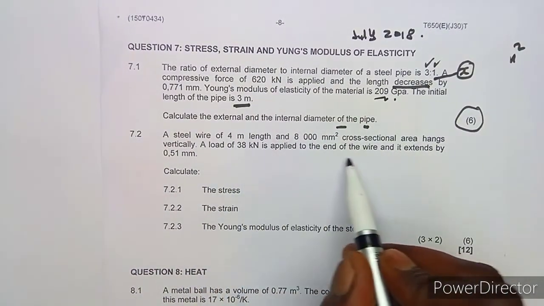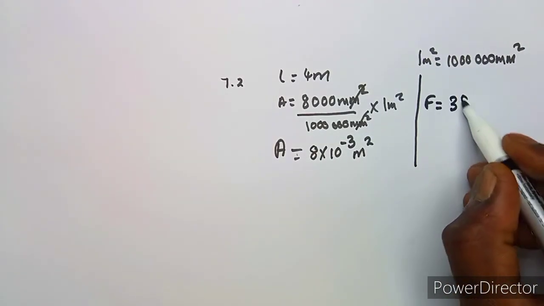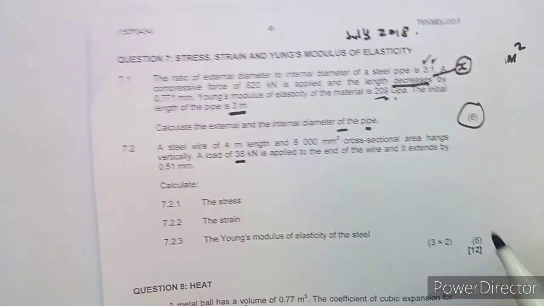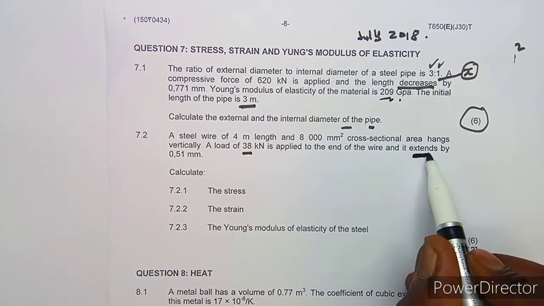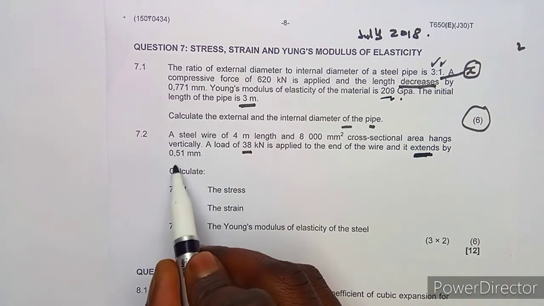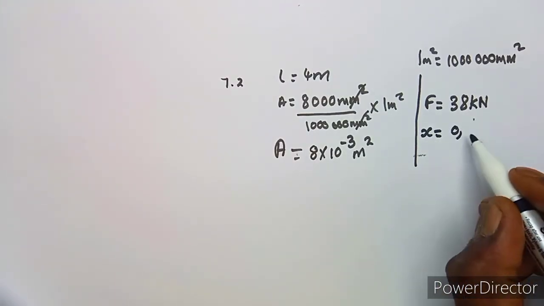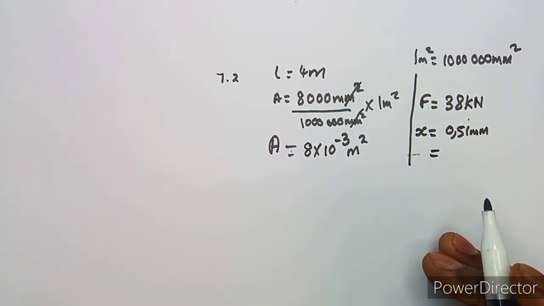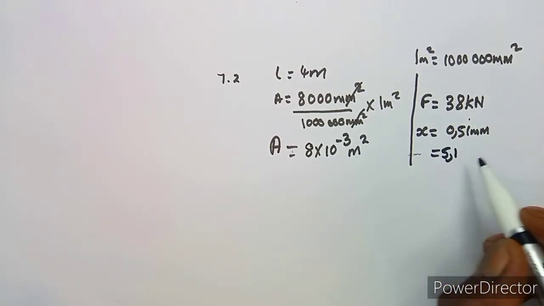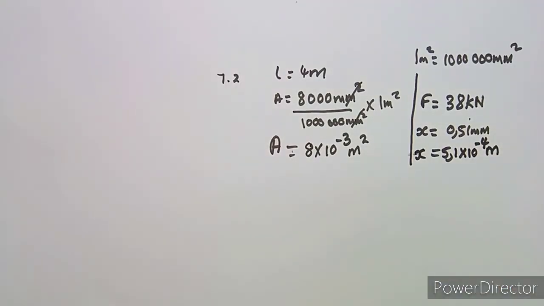And we are given a load which is applied, which is 38 kilonewton. So we're given a force of 38 kilonewton here. What else? Take note here, the wire extends, which means we are given an extension, a change in length, of 0.51 millimeters. This is in millimeters, divided by 1000 to be in meters. If you divide by 1000, guys, you're going to obtain 5.1 times 10 to the exponent of -4, which is in meters. So that is the information that you have for now.